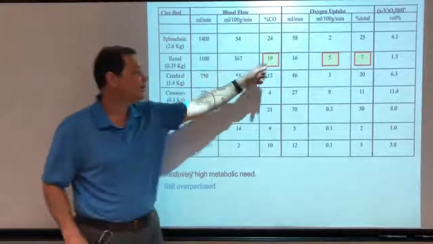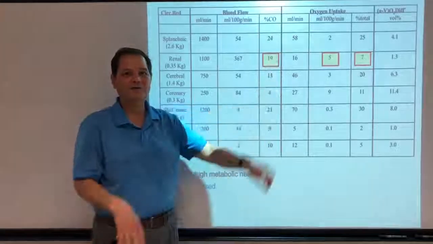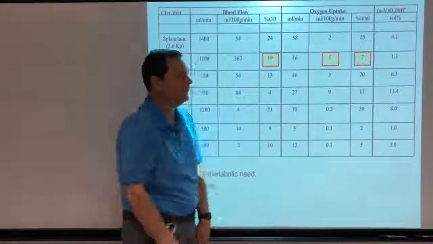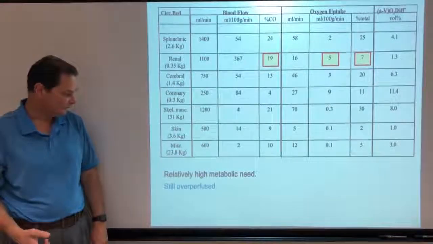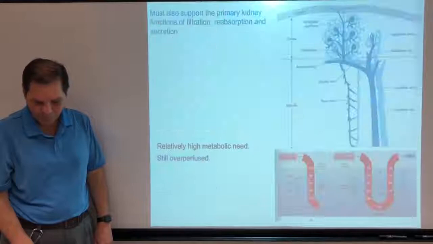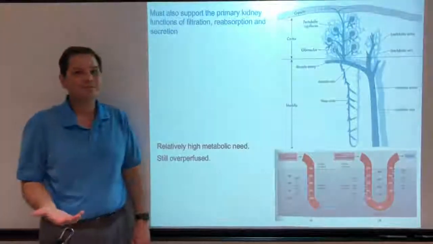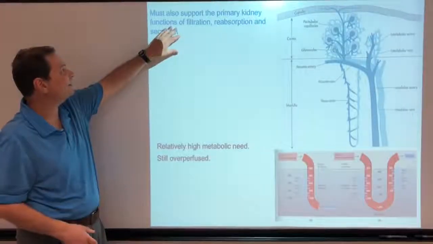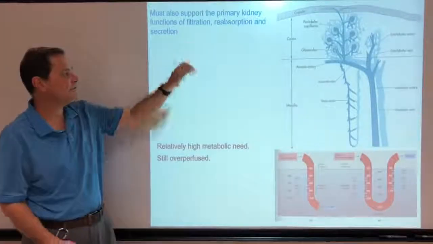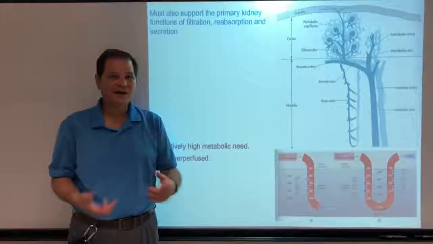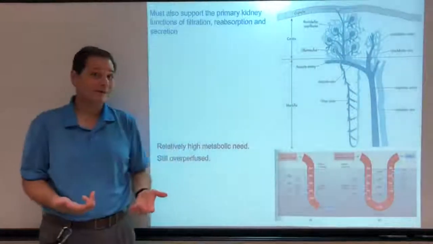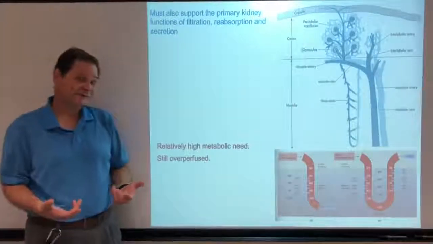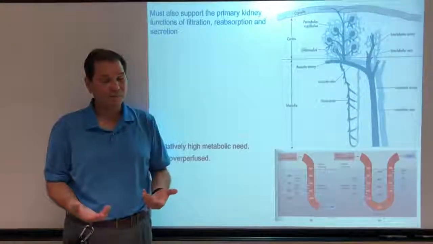Despite that, it's still overperfused, and it still gets more oxygen than you might predict when you look at the percentage of the total oxygen in the body that it actually consumes. Okay, so it's still overperfused. The reason is because it needs to make urine. So your kidney has a lot of functions. It has to support filtration and reabsorption and secretion of substances in and out of the renal tubular fluid, which eventually becomes urine. These are very active processes, and in some cases they're going to require a lot of water, and that water comes from the blood supply.